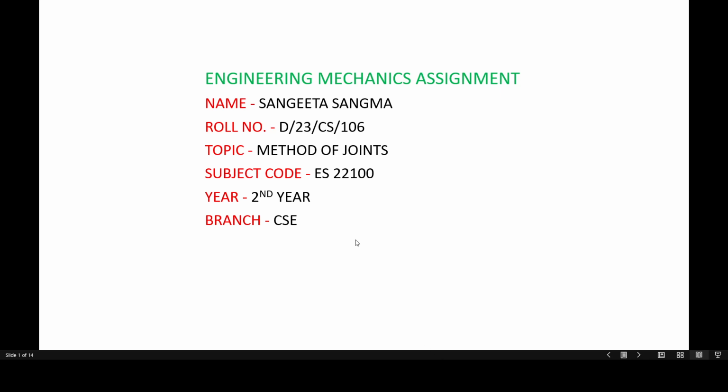Hello, everyone. Welcome to the lecture on the topic Methods of Joints, a fundamental concept in engineering mechanics for analyzing truss structures. My name is Sangeeta Sangma, and today we will learn how to determine the forces acting within each member of a truss using the method of joints.